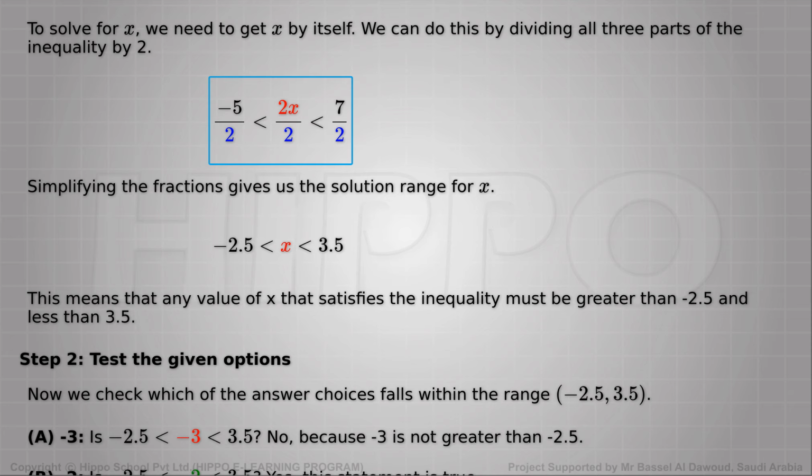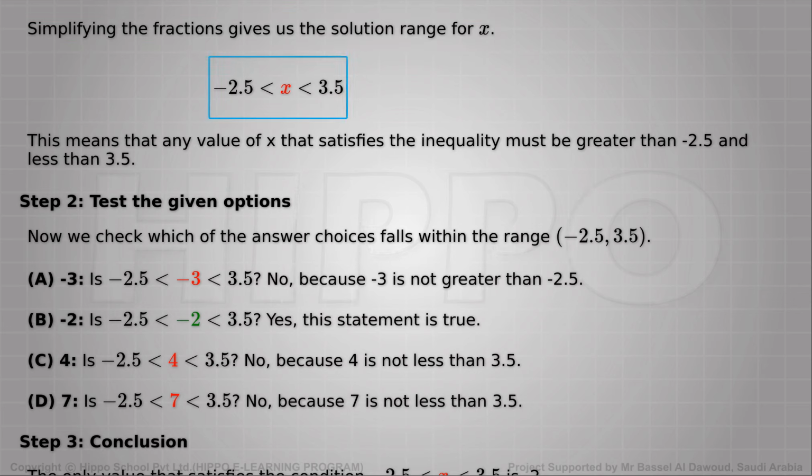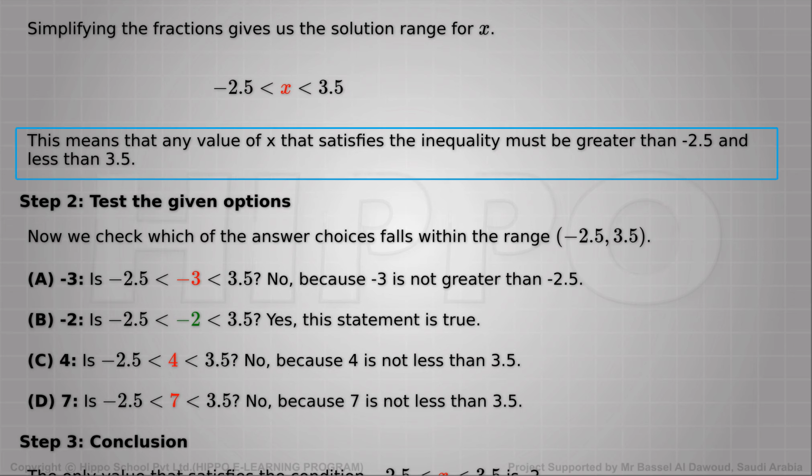So we will divide the left side, the middle, and the right side all by 2. Now, let's simplify those fractions. -5 divided by 2 gives us -2.5. In the middle, 2x divided by 2 simplifies to just x. And on the right, 7 divided by 2 is 3.5. This gives us our solution range. As the explanation says, for the original inequality to be true, x must be a number that is greater than -2.5, but also less than 3.5.